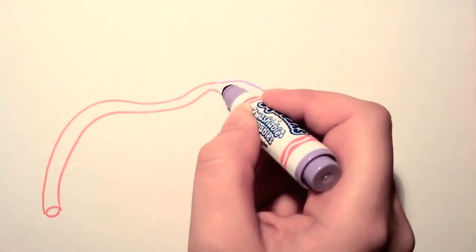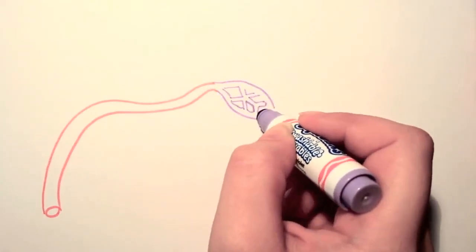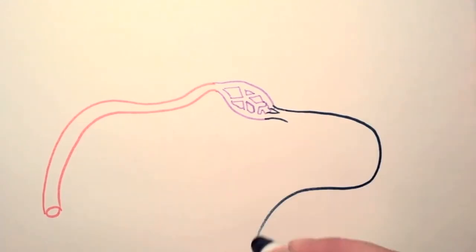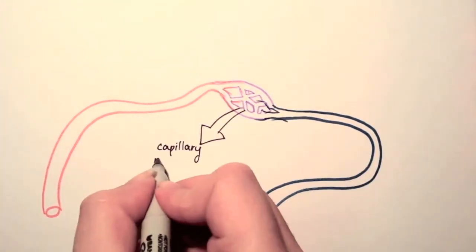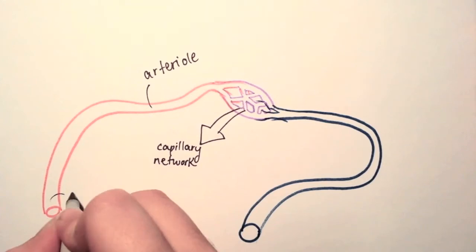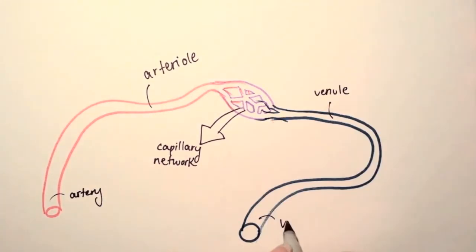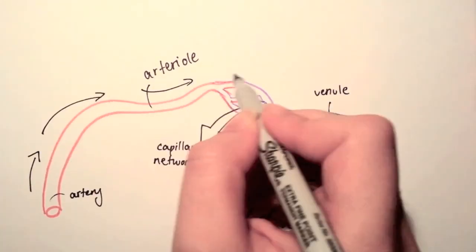The aorta branches into other arteries, which then branch into smaller arterioles. The arterioles meet up with capillaries, which are blood vessels where oxygen is exchanged for carbon dioxide. Blood is returned to your heart through venules and veins. And that is the introduction to the human heart.